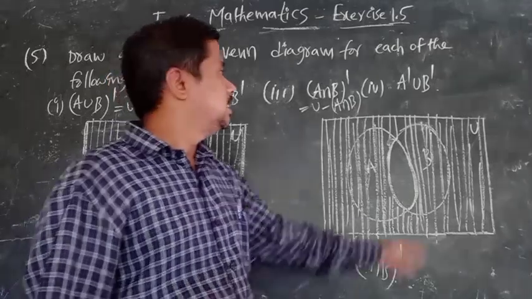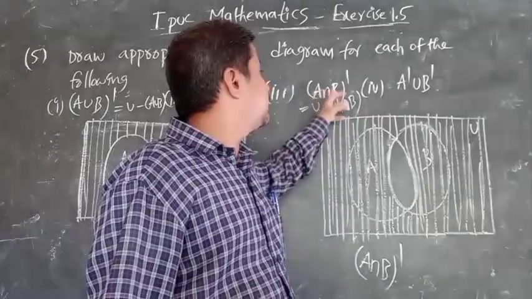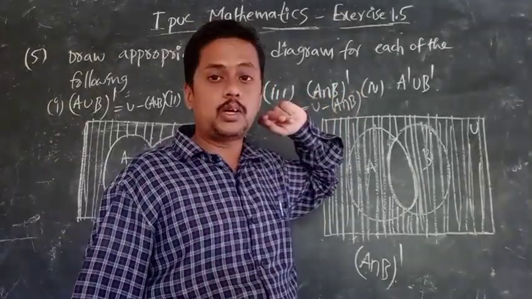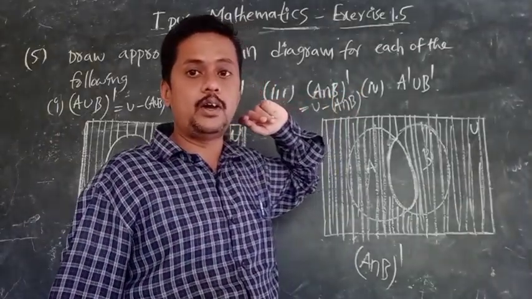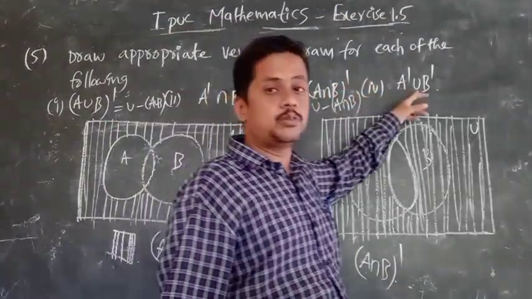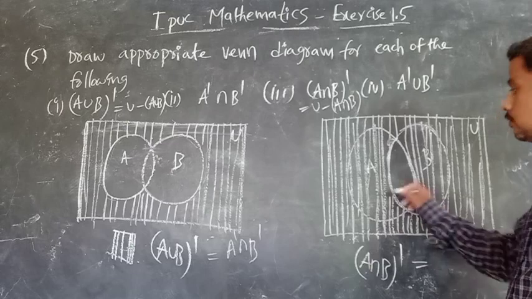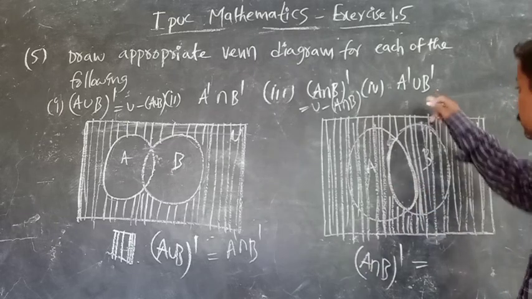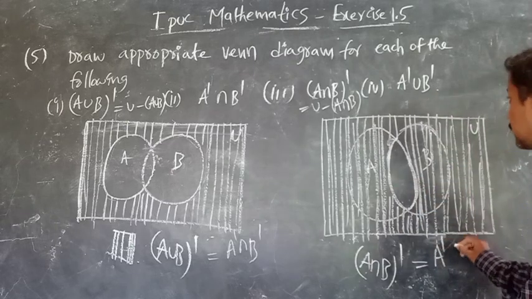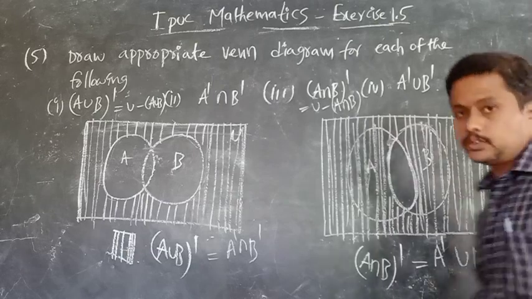Okay. So another formula is there. A intersection B whole dash equals to what? De Morgan laws already told in the last video. So A intersection B whole dash equals to what? A dash union B dash. So therefore same Venn diagram for this fourth one also. A dash union B dash.